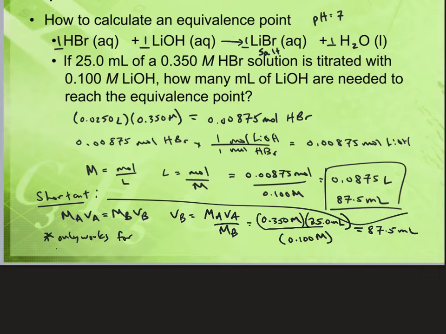Okay, so again, this only works for all coefficients of 1. Okay, so you can't do this. If any of these numbers up here were 2, we couldn't do this. But MAVA equals MBVB, important equation to make sure you got in your notes. Okay. Frequently, that's the version of this. If you get one that's not 1 across the board, we'll show you what that looks like. Basically, you just have to do the stoichiometry to it.